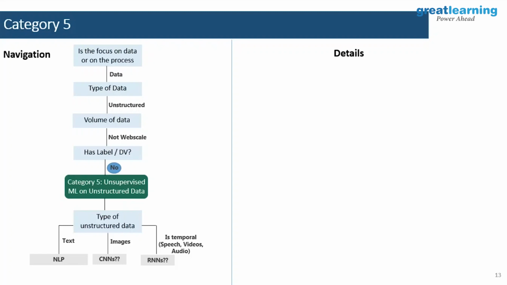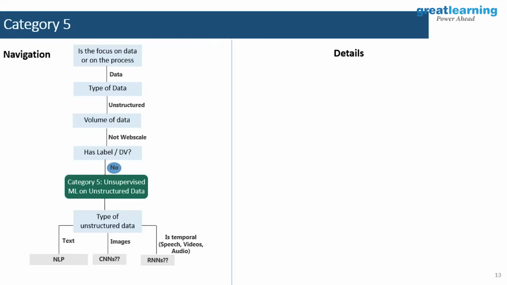You're just trying to understand the structure within text, or within images, or within audio and things like that, right? And I've put question marks there because I don't know whether CNNs and RNNs are still applicable in this area. I haven't done much investigation into that space, but I know for a fact there's a lot of NLP that is used for unsupervised machine learning, right? So some of the topic modeling and things like that actually falls into that category.